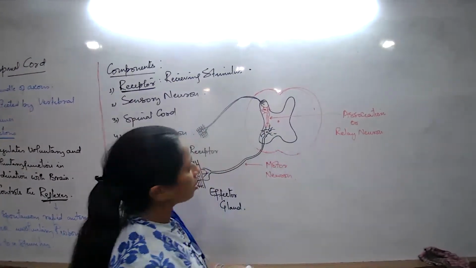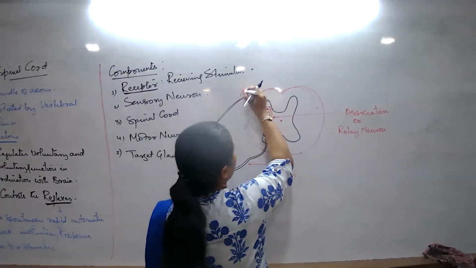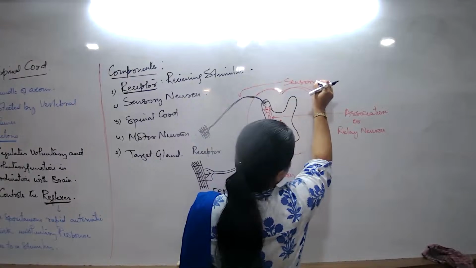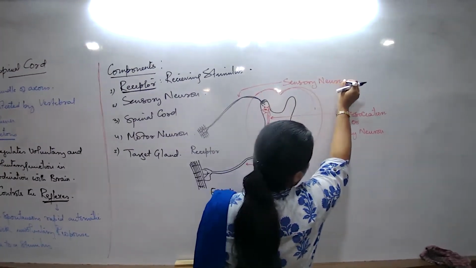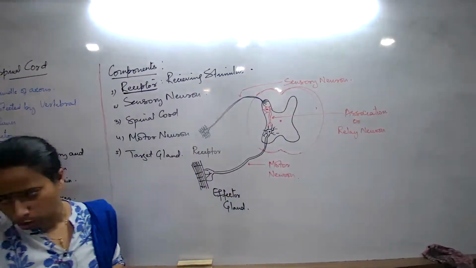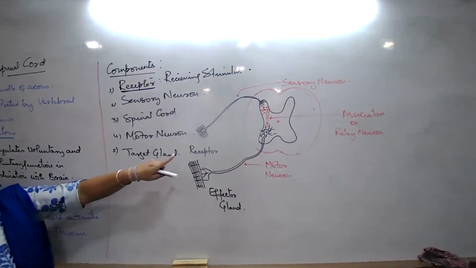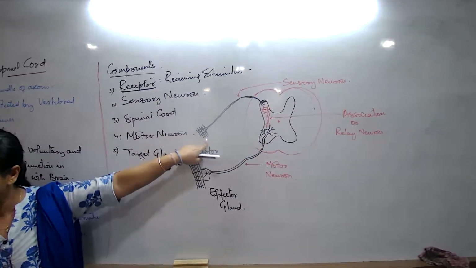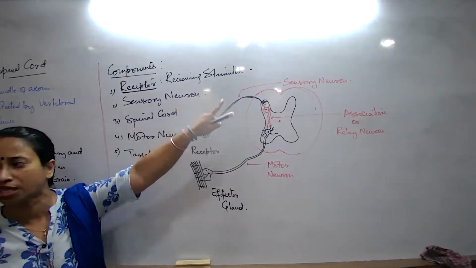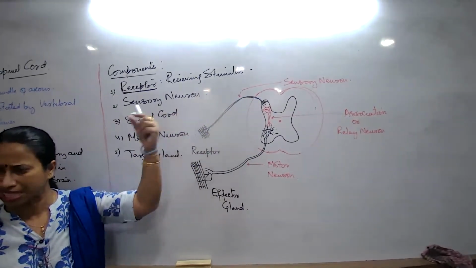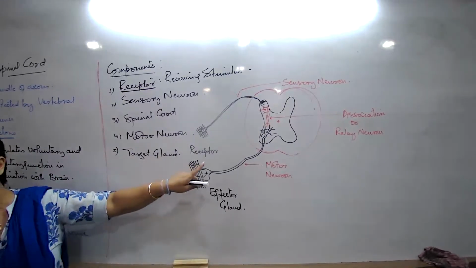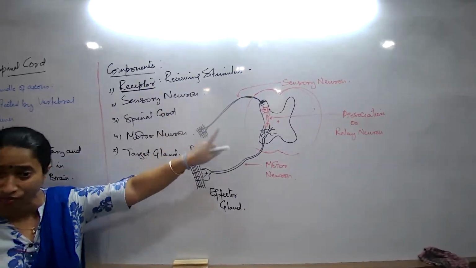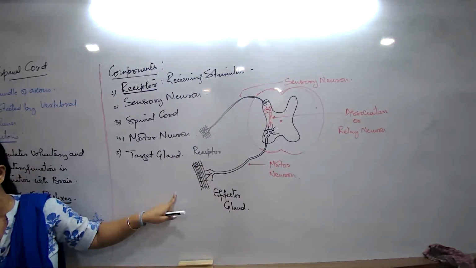And then the first neuron that we had already named was the sensory neuron. What is the job of this? You are very often asked about the difference between the sensory and the motor neuron. What are you supposed to write? What is the job of a sensory neuron always? The job of a sensory neuron is to carry information from the receptor towards the spinal cord or CNS. Then what is the motor neuron doing? Carrying information away from the CNS, away from the spinal cord, towards the effector.